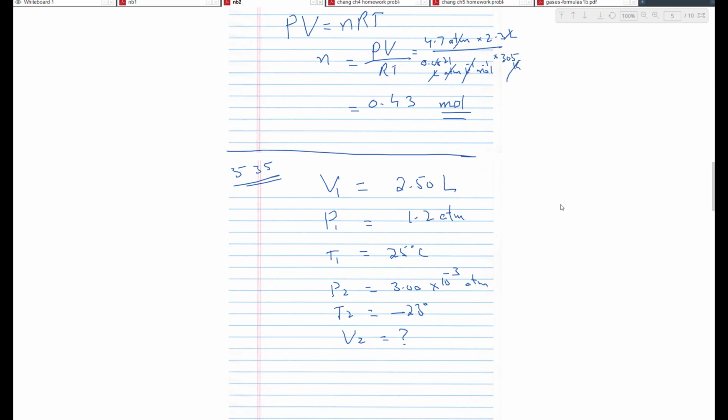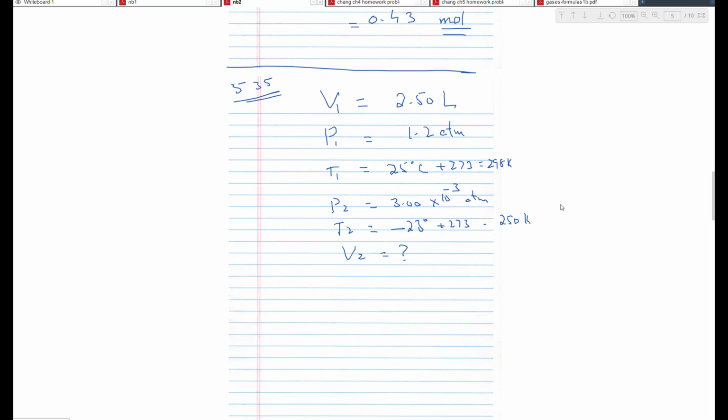Yes, we'll do Celsius to Kelvin. Add 273: 25 plus 273 gives 298 Kelvin. And for the new temperature, minus 23 plus 273 gives 250 Kelvin. Now everything is okay. We don't need R.